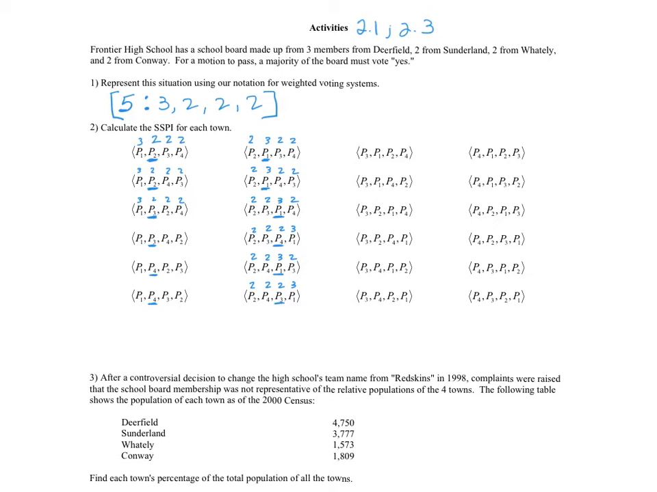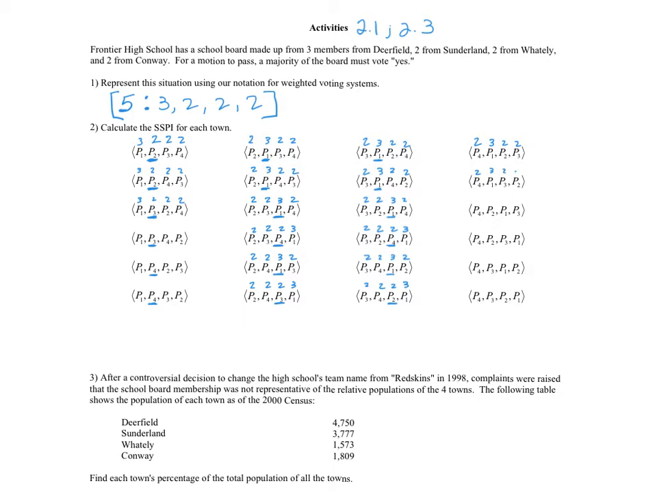Okay, let's see. Player 3 is 2, 3, 2, 2, then 2, 3, 2, 2, 2, 2, 3, 2, 2, 2, 2, 3, and 2, 2, 3, 2. So going from left to right, we get player 1, player 1, player 1, player 4, player 1, player 2.